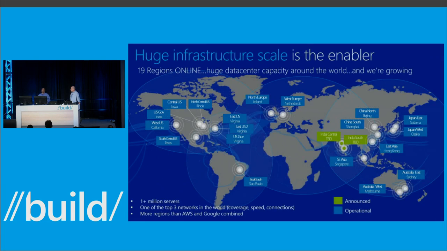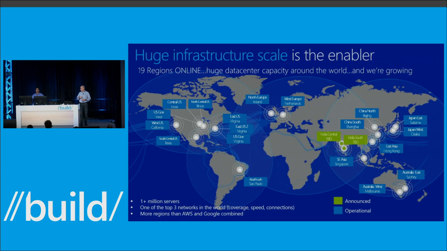So the first thing to start with is our infrastructure scale. We're well over 1 million servers today. We're in 19 regions, more than both AWS and Google combined. India is our newest announced region, and we have many other regions as well. Azure Storage is in every single one of these regions.